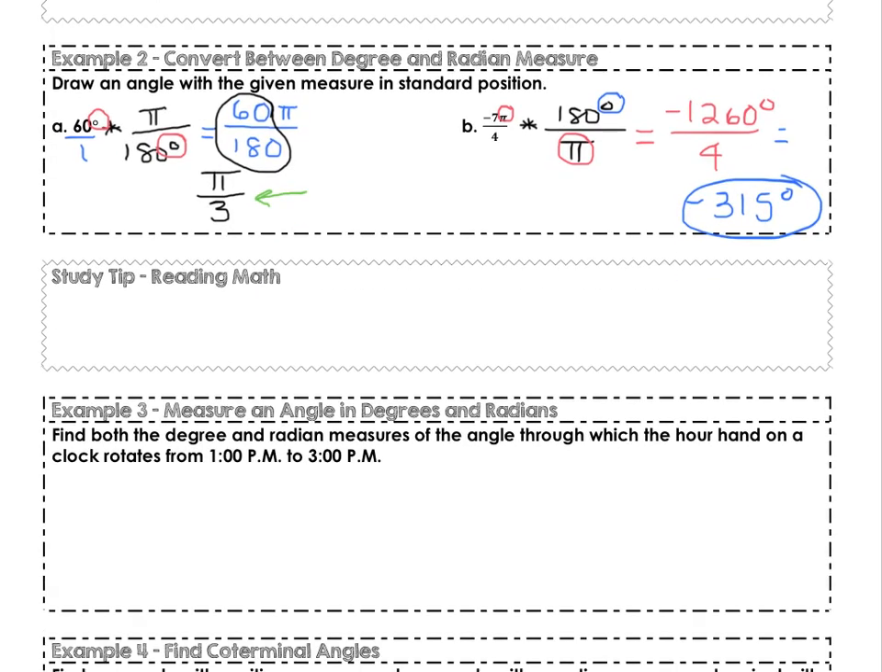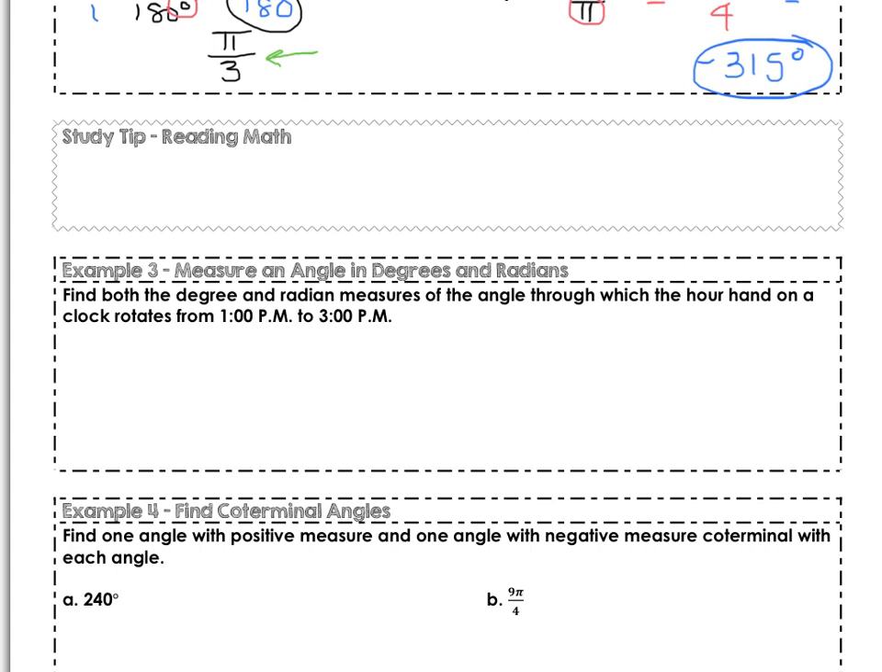All right, so now we're going to take a look at our real-world problem in Example 3. Find both the degree and radian measures of the angle through which the hour hand on a clock rotates from 1 to 3 p.m. All right, so a clock is just a circle. And if we're thinking about each portion of our clock, think about the fact that there are 12 hours. So essentially you're looking at 12 portions of the clock, okay? So the distance from 1 to 3 o'clock would be 2 lengths of a rotation between hours, or 2/12 of the portion of our circle, which is just going to simplify to 1/6 of our circle here, okay?